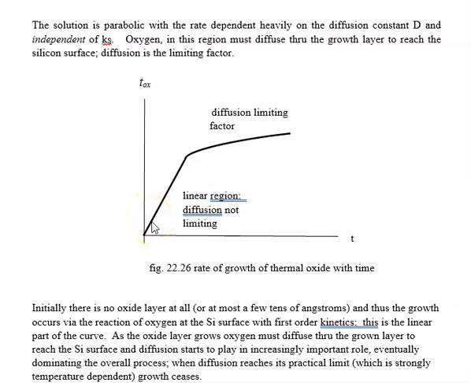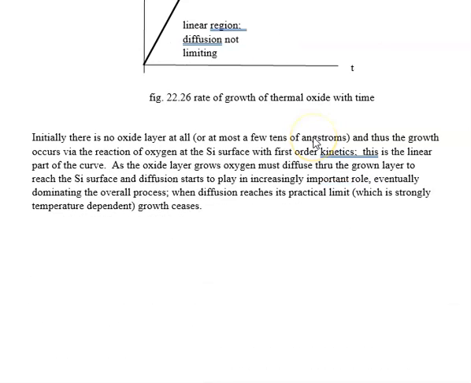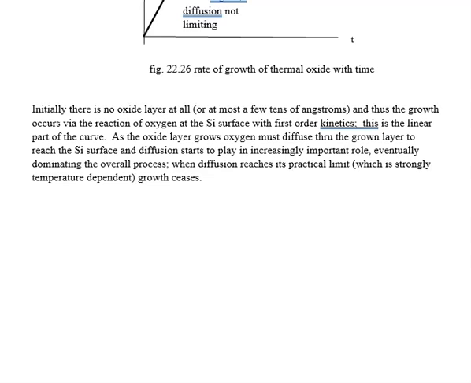For very small layers of Tox, we have easy access of the oxygen molecules to the silicon, and we have a linear relationship. As diffusion becomes more and more important, as the Tox grows, we have a parabolic relationship, which eventually flattens out so that the whole process stops somewhere along about a micron or maybe a micron and a half of Tox. So in this region, easy access of the oxygen molecules to the silicon. In this region, the oxygens have to diffuse through the growing layer, and the diffusion becomes more and more a limiting factor until eventually everything stops. And that is the Deal-Grove model.